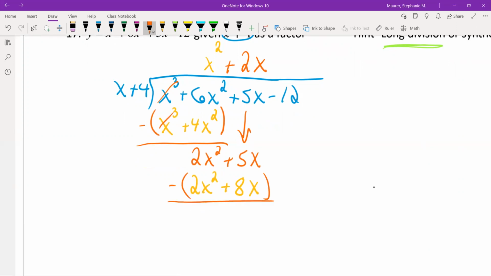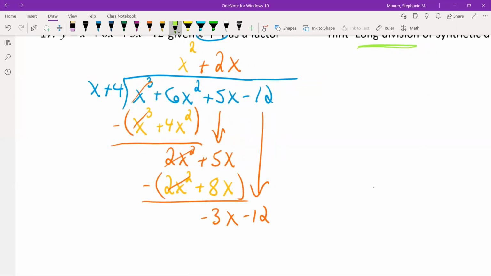When I go through my subtraction, again, 2x squared minus 2x squared cancels out. 5x, again, minus 8x would give us a negative 3x. Carry down our last number, negative 12. And then last but not least, again, looking for that negative 3x.